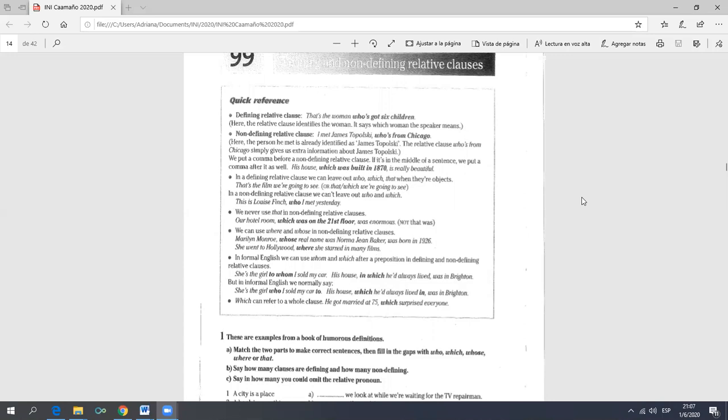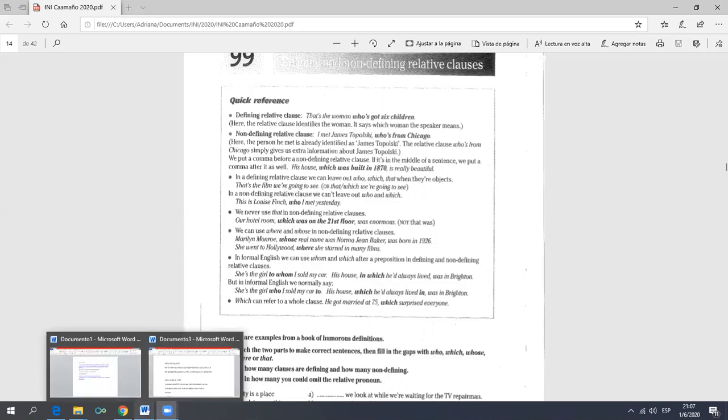Hello, new students. In this short video, I would like to talk a little bit about relative clauses. Defining and non-defining relative clauses, as you can see here on this page from the booklet. Here you have an explanation and examples of defining and non-defining relative clauses. But let me share my own examples.